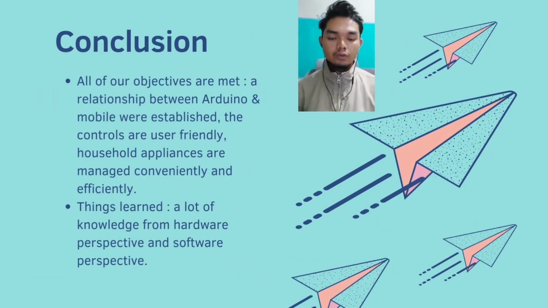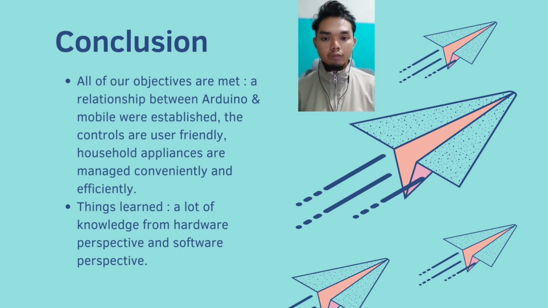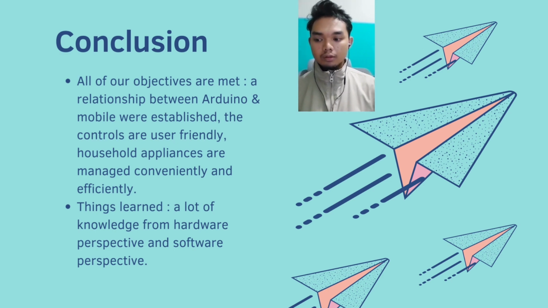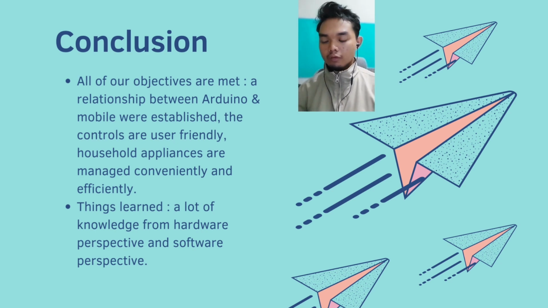So, for the conclusion, all of our objectives are met. A relationship between Arduino and mobile was established. The controls are user-friendly, and household appliances can be controlled conveniently and efficiently. From the perspective of knowledge, we learned a lot of things, such as the hardware and the software of Arduino.